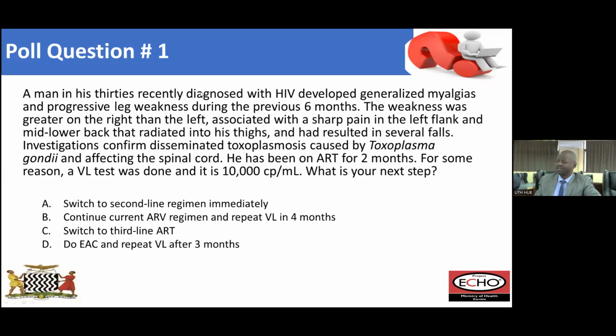We have a 30-year-old man recently diagnosed with HIV, who developed generalized myalgia and progressive leg weakness during the previous 6 months. He's been on treatment for two months, and his viral load remains high. He was found to have toxoplasmosis on the cord that has affected his limb function. So, what are your next steps? Do you switch to a second line regimen immediately, or do you continue the current regimen and repeat viral load in 4 months, or do you switch to third line ART, or do you do EAC and repeat viral load after 3 months? So please, network, go ahead and poll so that we can discuss this answer.